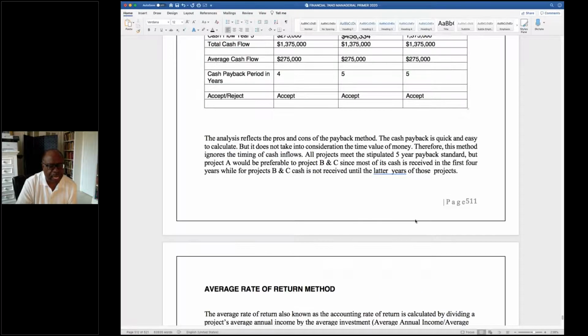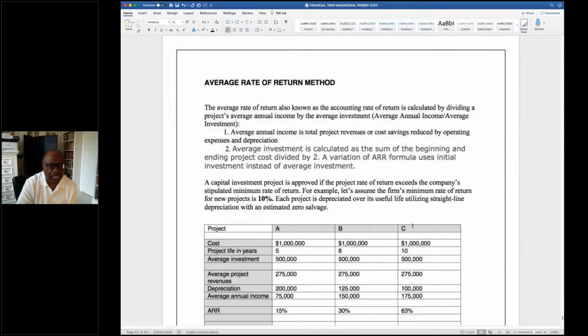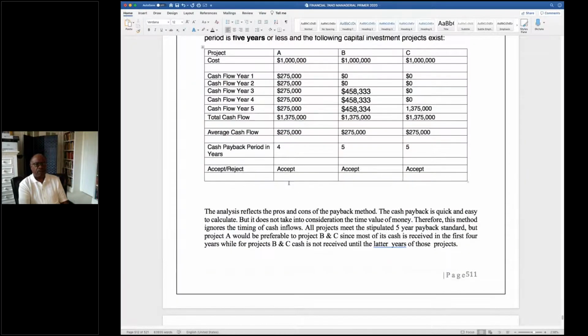Then we have the accounting rate of return method to evaluate these same projects. Same $1 million projects. Let's assume A's project life is 5, B is 8, and C is 10. The average investment is 500,000. We get that by starting off with $1 million and ending with 0, so divide $1 million by 2, and the average investment is 500,000. The average revenue is 275, just like it was before.